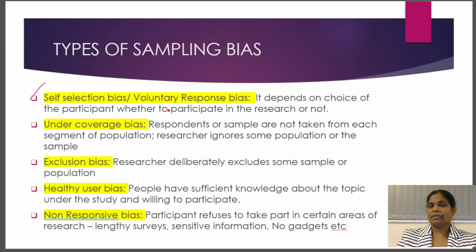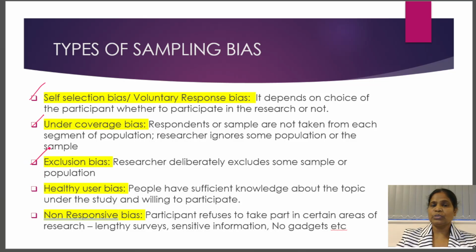Undercoverage bias. Respondents or samples are not taken from some segment of the population. The researcher ignores some population or some sample, either consciously or unconsciously. He ignores some population. That will lead to undercoverage bias.